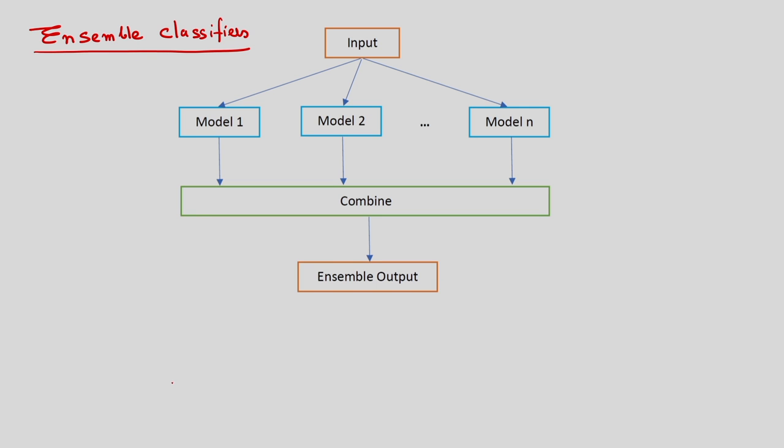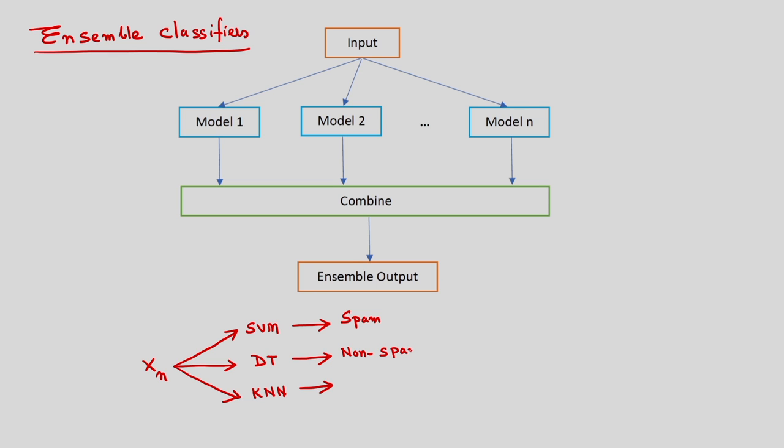I can give one example regarding this concept. Suppose the detection of actual mail or spam mail. Suppose I have the training data set x n, and I can consider different classifiers like support vector machine, the decision tree, or the k nearest neighbor classifier, and all these are trained with the help of the training data set. Because I have two classes, one is spam, another one is not spam, that is the classification of emails. So I am getting the outputs. One is spam and another one is not spam, or maybe the output of the KNN is spam.